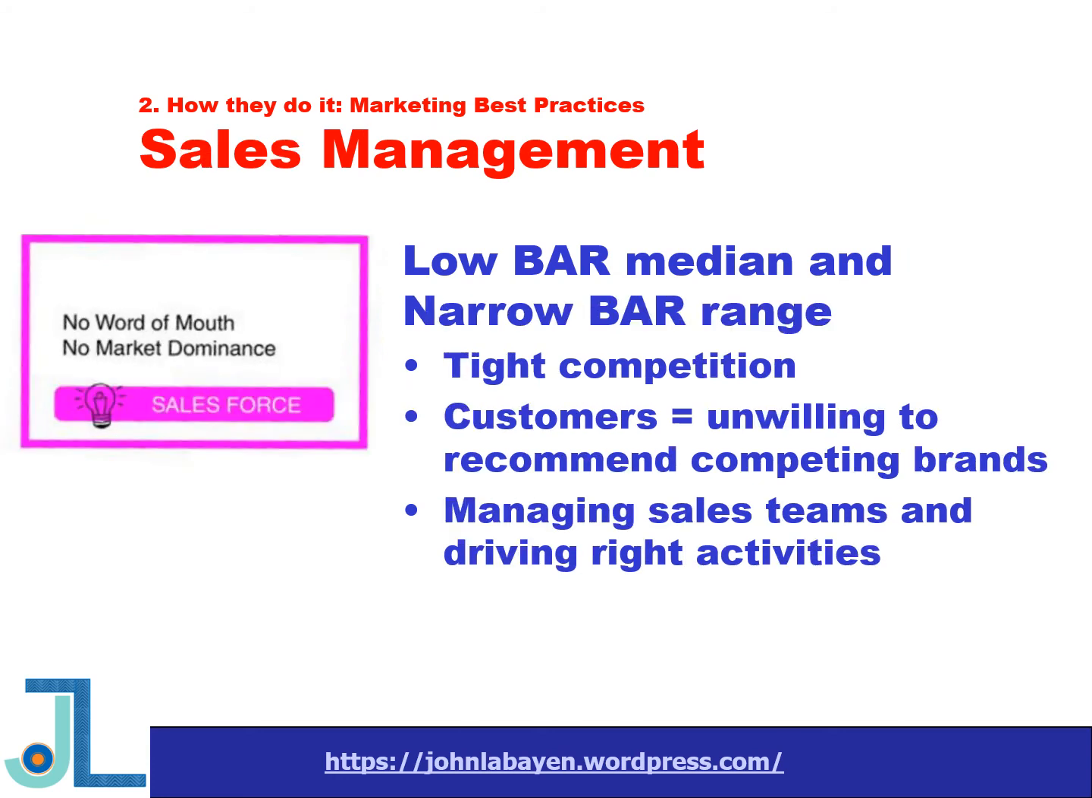And lastly is sales management. This group has low BAR median as well as narrow BAR range. This means that competition is tight and customers are generally unwilling to recommend competing brands. Since there is almost no effect of word of mouth, competing brands have to work hard to push their product and service to the market. The key success factor is sales force management, managing productive salespeople and driving the right sales activities. And with that, we end best practices.